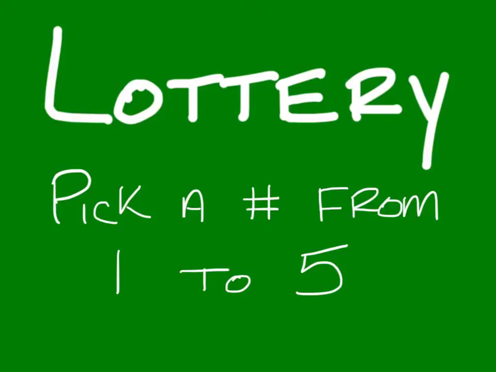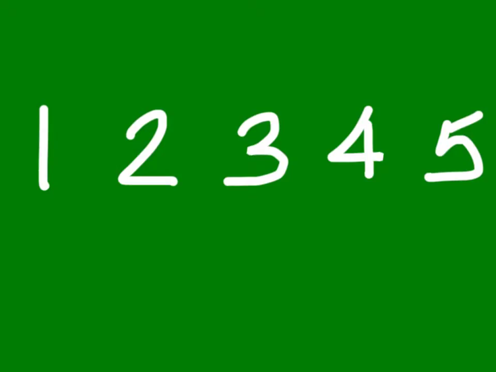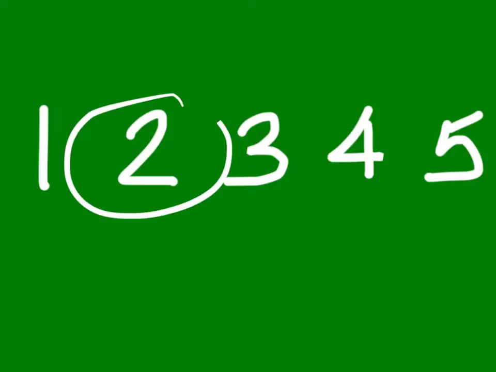Pick a number from 1 to 5 and put it on a small piece of paper, put your last name on it, and then drop it off up here on the table. The winning number is 2.